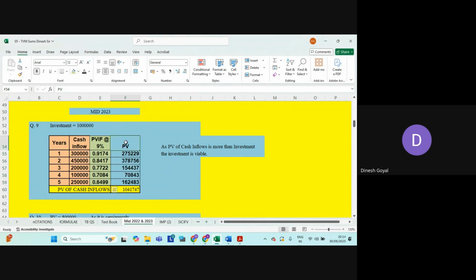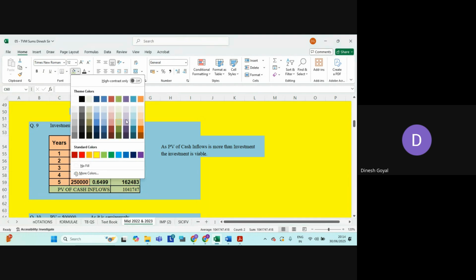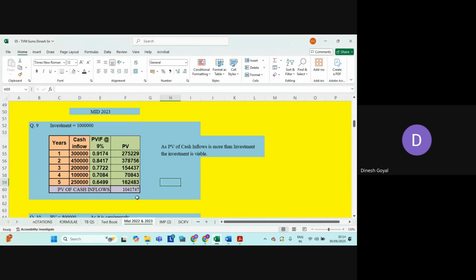Then what you have to do is find present value column, which is cash flow multiplied by PVIF. This type of sum also we have already discussed in the previous lecture. So 3 lakh into 0.9174, like that. So you will get this and take the total of this last column. So that is your 10,41,747.